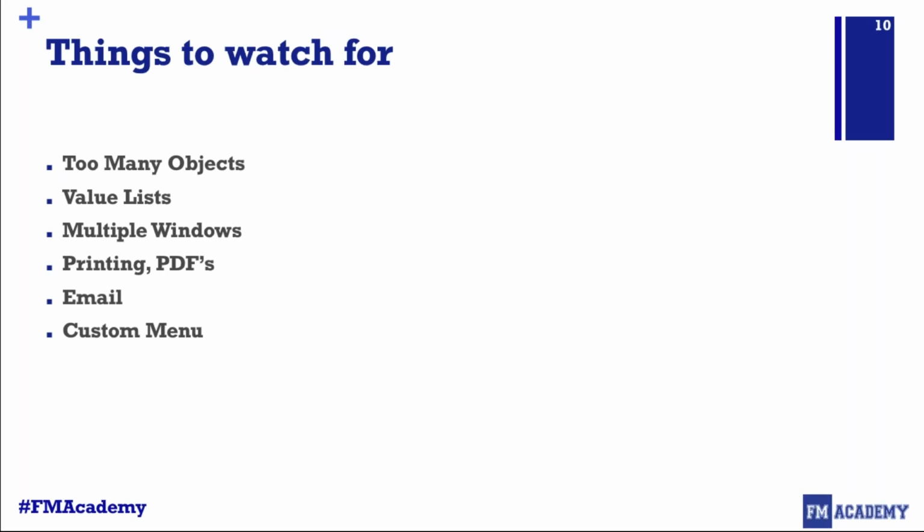So there's a couple things to watch for. Like most things in FileMaker, everything just works as expected. That's why we're using this rapid application development platform in the beginning. However, there are a couple notable gotchas to be aware of. These are the things I'm going to highlight in today's talk. Like I just mentioned, putting too many objects on a layout, watch for value lists and how your users will be interacting with them. Multiple windows are a problem, printing, email, and custom menus.